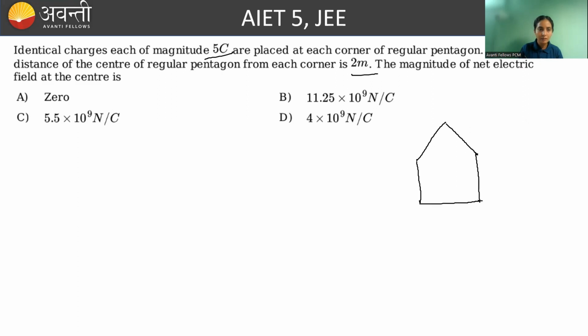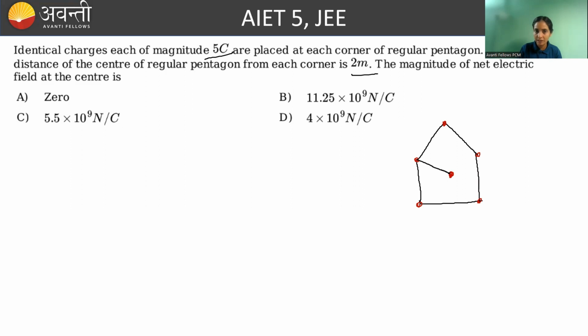The question is, charged particles are kept at each corner of a regular pentagon, and we have to calculate the electric field at the center of the pentagon such that the distance of each vertex from the center is 2 meter, right? So first let's see what will be the direction of electric field because of each charge at the center. Is there any symmetry? If there is symmetry, we will first look at that because that always simplifies the question.